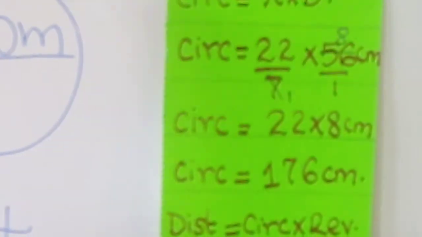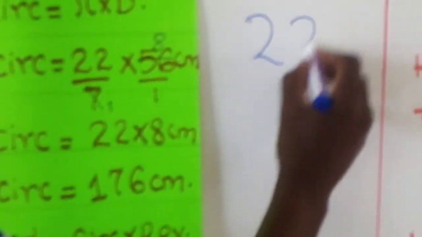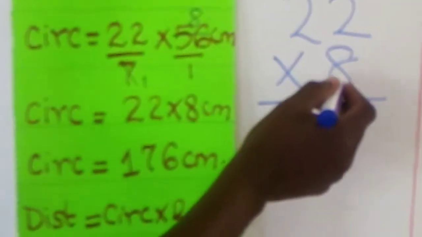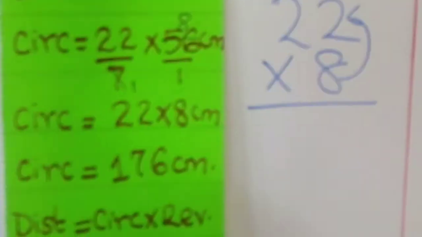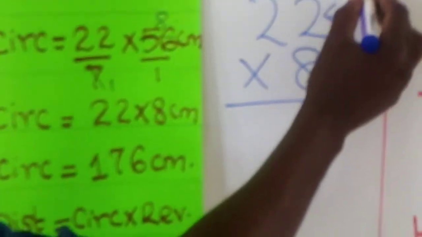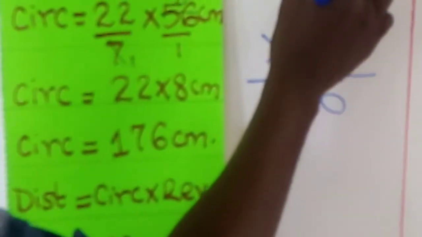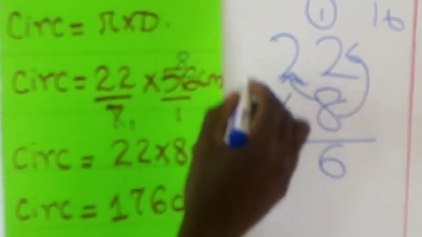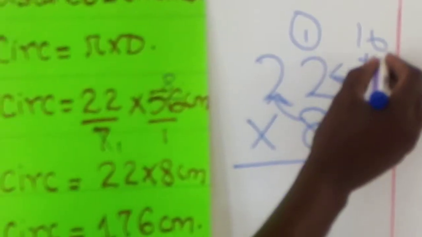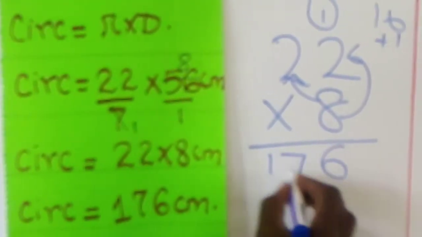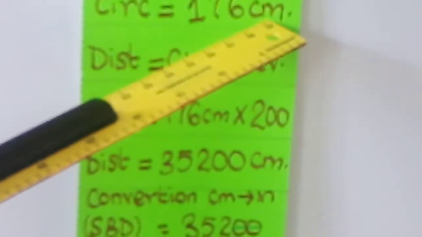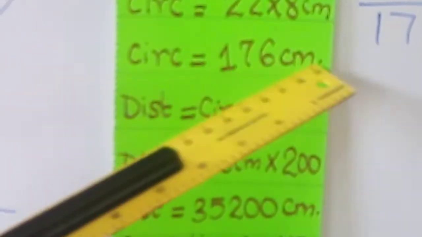When you multiply 22 by 8, you can see my working there. 8 multiplied by 2 is 16, so we write 6 and we lift 1. 2 multiplied by 8 again is 16 plus 1, we get 17. So the answer is 176 centimeters. That is the circumference.